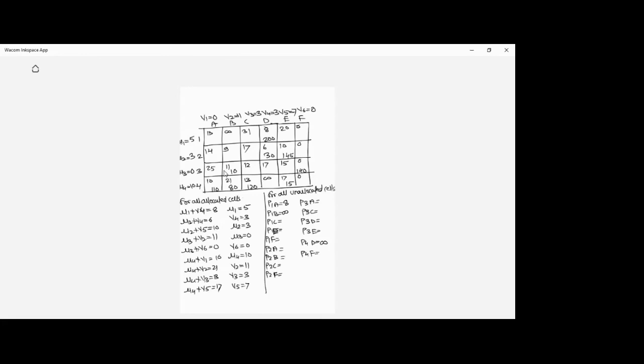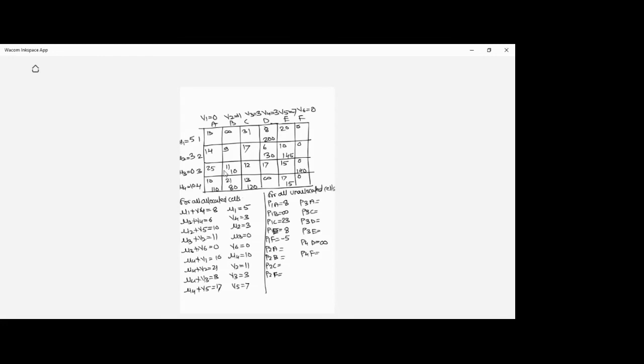So p1c, if I go for p1c, it is 5 plus 3, 8, 31 minus 8 will be equal to 23. p1f, if I have to find out, it is 5 plus 7 plus 5 is 12, 20 minus 12 is 8. Lastly, p1f is 5 plus 0 is 0, and 0 minus 0 minus 5 is minus 5, right?